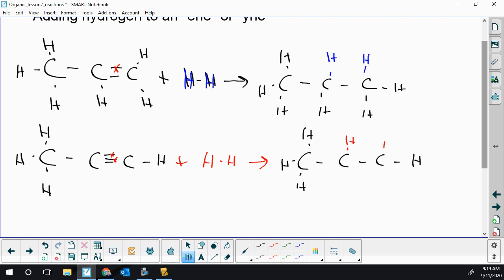So when the second bond is destroyed, or I'll call it the double, we add in 2H, and then when the second pi bond goes, we can add in another pair. So we can go from an ine down to an ane.